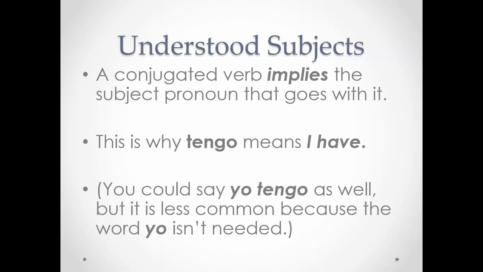And you could say yo tengo as well, but it's a little less common because the word yo isn't needed, and with language we tend to be really efficient and only use the words that we absolutely need to convey our meaning. However, people do say yo tengo sometimes. So I have, you could either say yo tengo and include the word yo meaning I, or just tengo. And that conjugated verb really does mean I have. Crystal clear, no need for the yo, it's just optional.